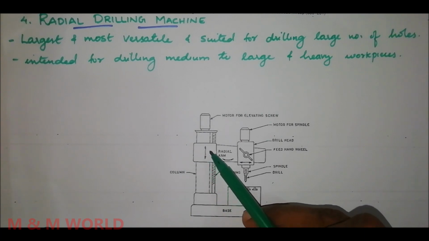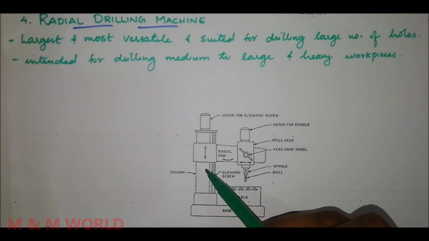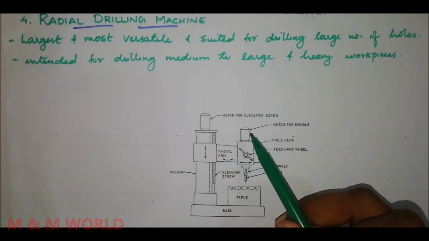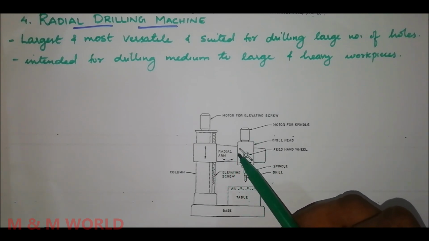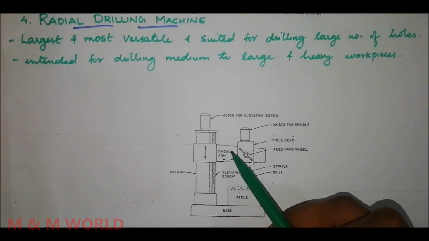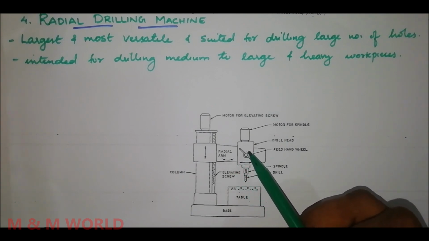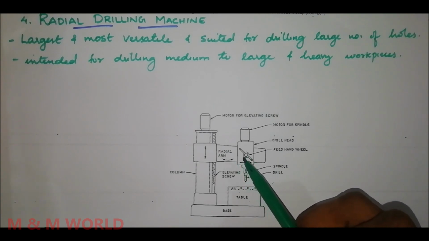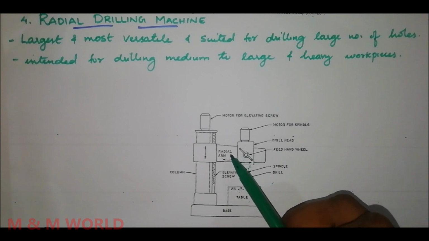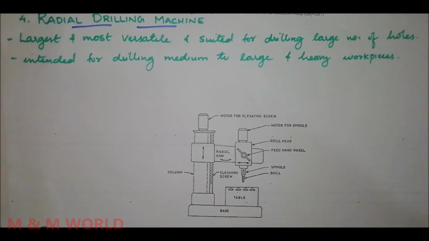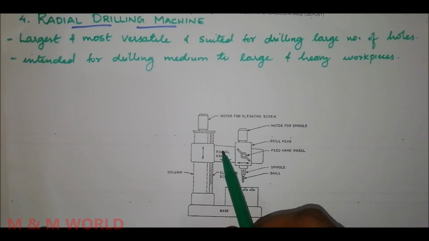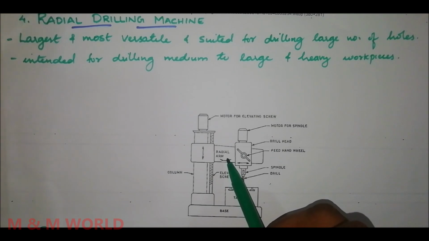So this radial arm can be moved vertically. The arm may be swung around to any position over the workbench. So this radial arm can be swung around the workbench, and the drill head, containing the mechanism for rotating and feeding the drill, is mounted on the radial arm. So this is the drill head. This drill head can be moved horizontally along the guideways provided on the radial arm.